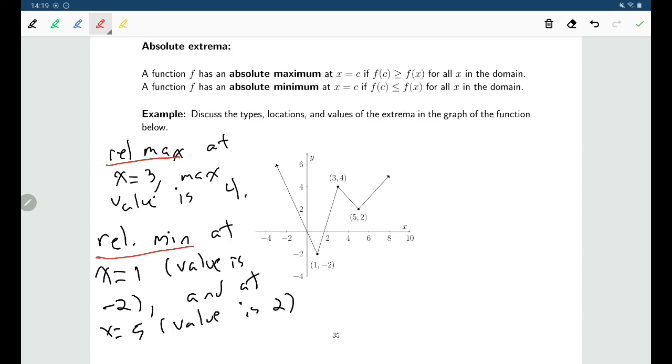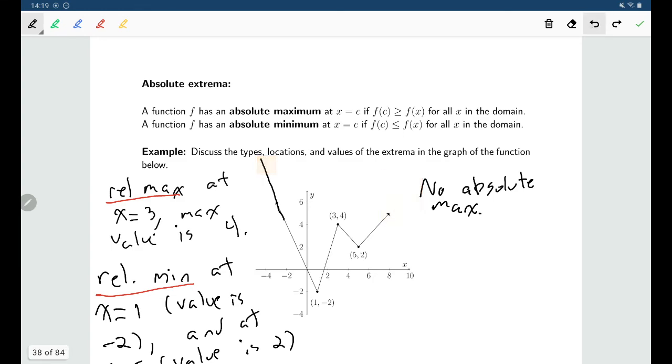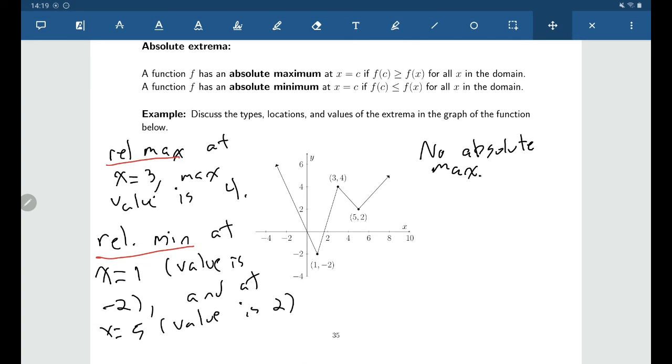Now let's think about absolute maxes and absolute mins. I'm going to say that there's no absolute maximum for this one. And the reason why there's no absolute maximum, if we're looking at this function, is that it continues to increase forever in that direction, and it also goes up forever in this direction. There will be no largest y value on the graph of this function. So there is no absolute maximum to be found.